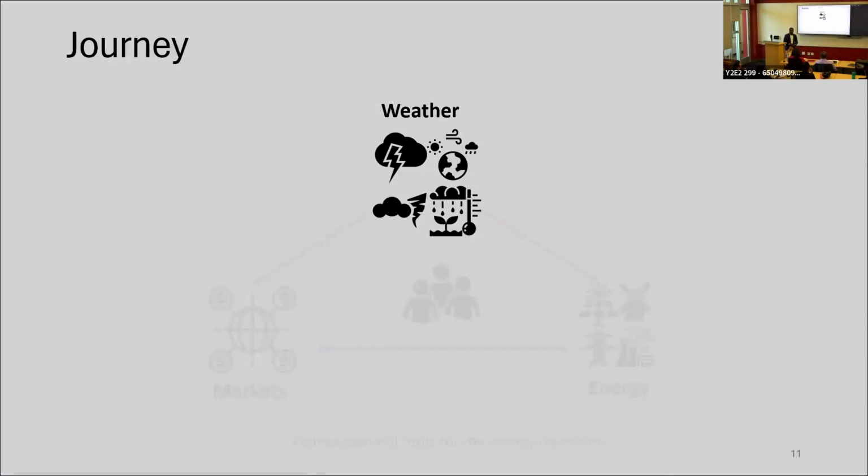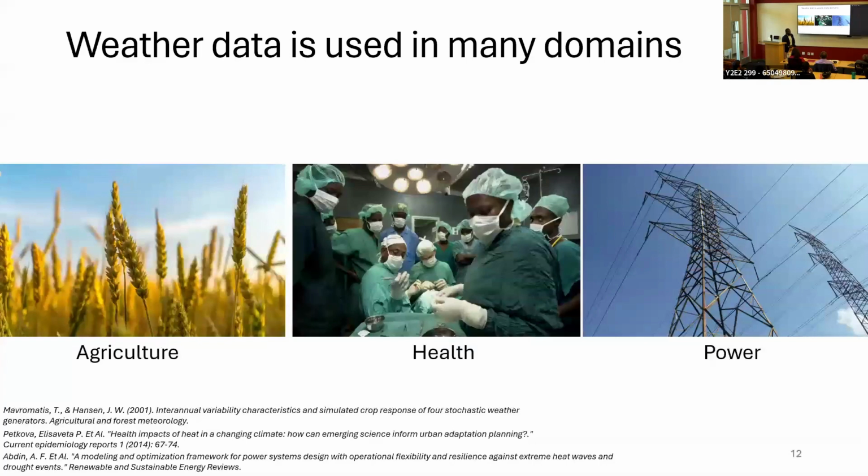Now, let's go into weather. So weather data is used in many domains. Some researchers use it for agriculture to understand how temperatures impact crop yield. Some use it for healthcare to understand how extreme heat can impact people that have pre-existing conditions. Others, like me, use it for power grid studies to understand how the different components in the power grid will be impacted by temperatures.